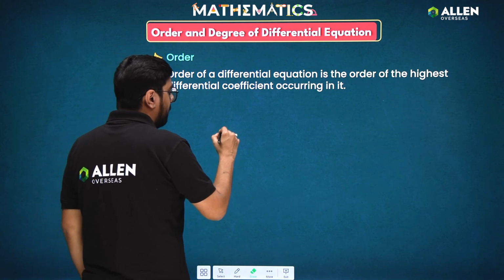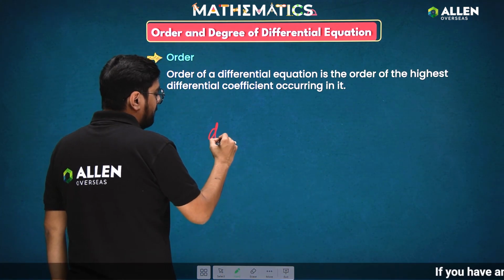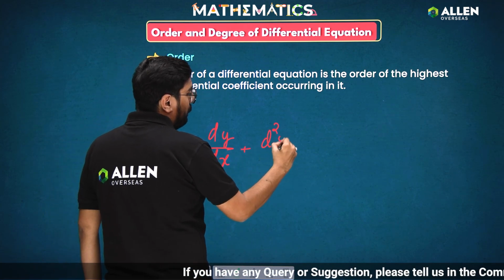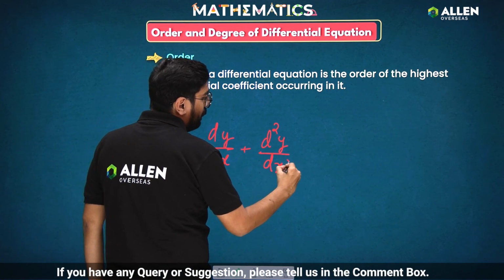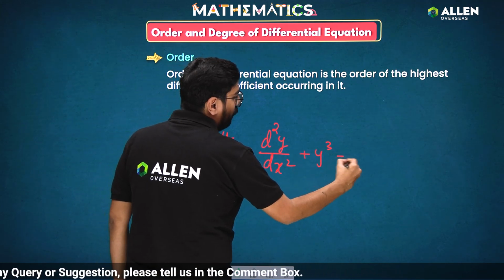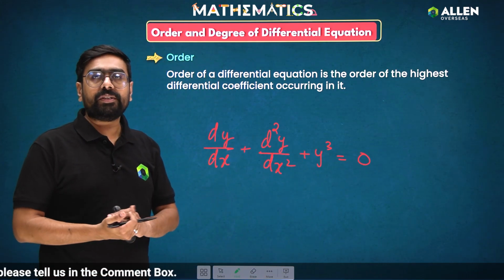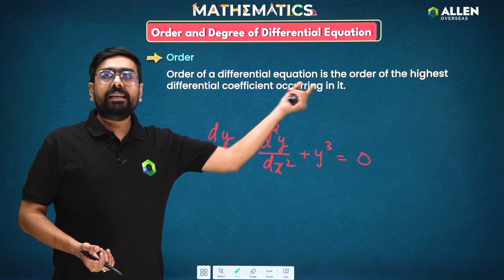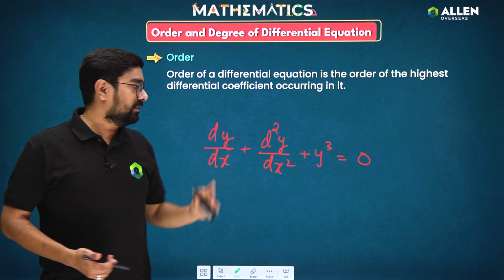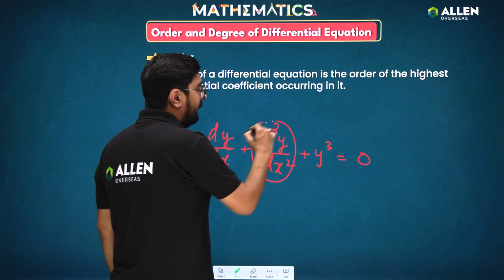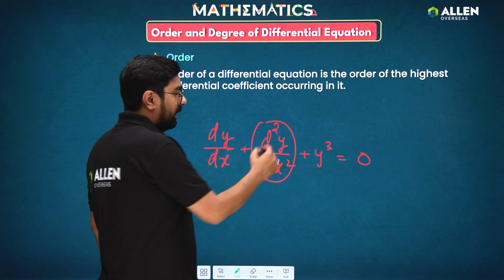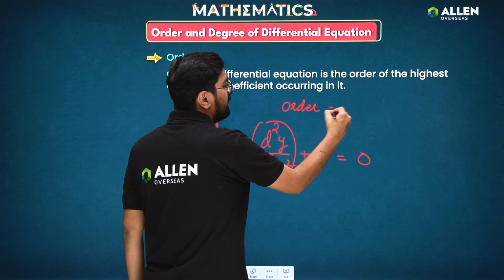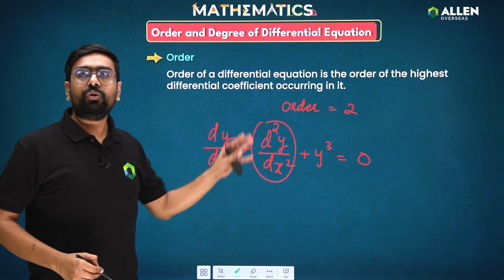Now suppose I am writing a differential equation dy/dx + d2y/dx2 + y^3 = 0. Now this is a differential equation. So what is the order of this differential equation? The highest differential coefficient and its order, right? So this is the highest differential coefficient and its order is 2. The order of this differential equation will be equal to 2.